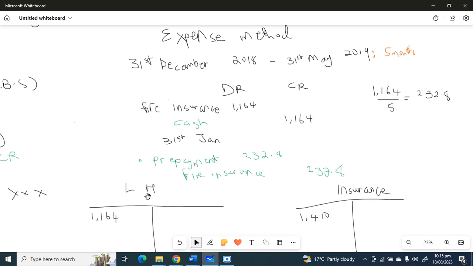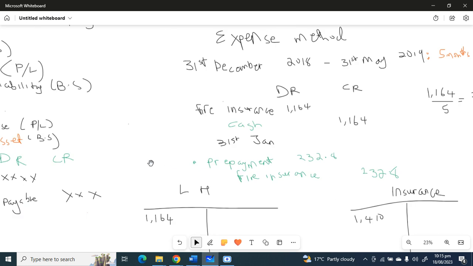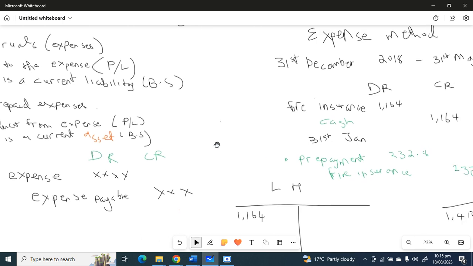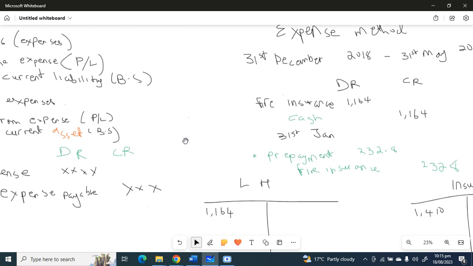It's illustrated here with this rule, where we say that you deduct from the expense. This is that credit entry. This credit entry deducts from the expense when you're making adjustments in the statement of profit or loss. So, are there any questions before we move further?